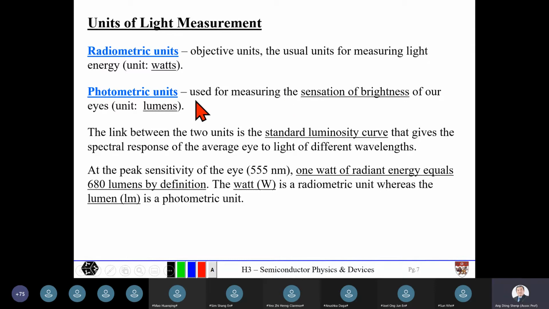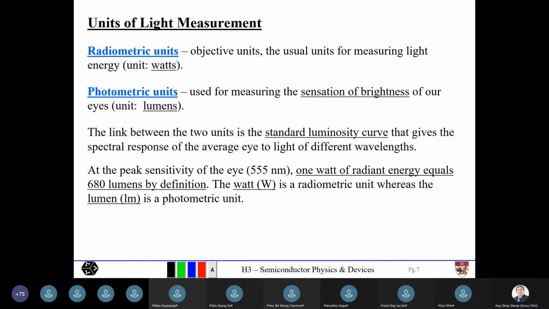Photometric unit is more subjective. It's based on the sensation of brightness as perceived by the human eye. I will discuss this in more detail soon. A very common photometric unit is lumen. Another common photometric unit, for those of you who did the lab yesterday, is lux.